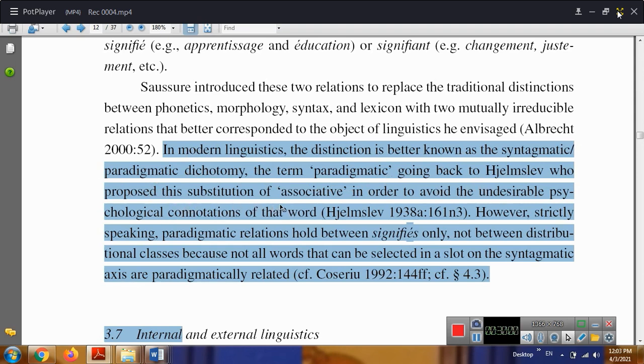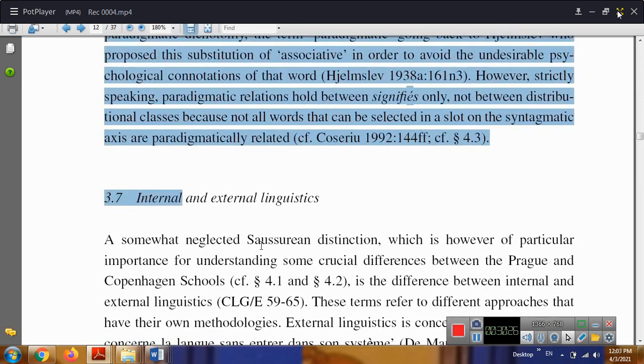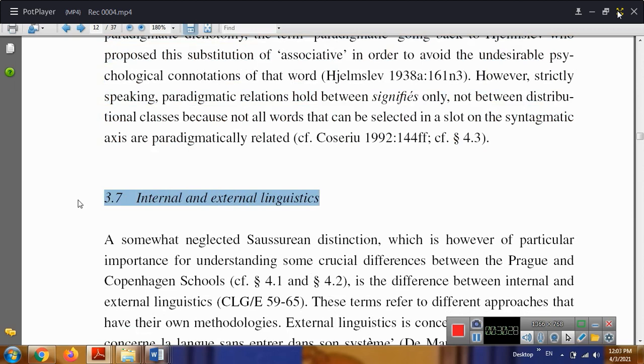The term paradigmatic goes back to Hjelmslev, who proposed this substitution of associative in order to avoid the undesirable psychological connotation of that word. However, strictly speaking, paradigmatic relations hold between signifiers only, not between distributional classes, because not all words that can be selected in a slot on a syntagmatic axis are paradigmatically related.